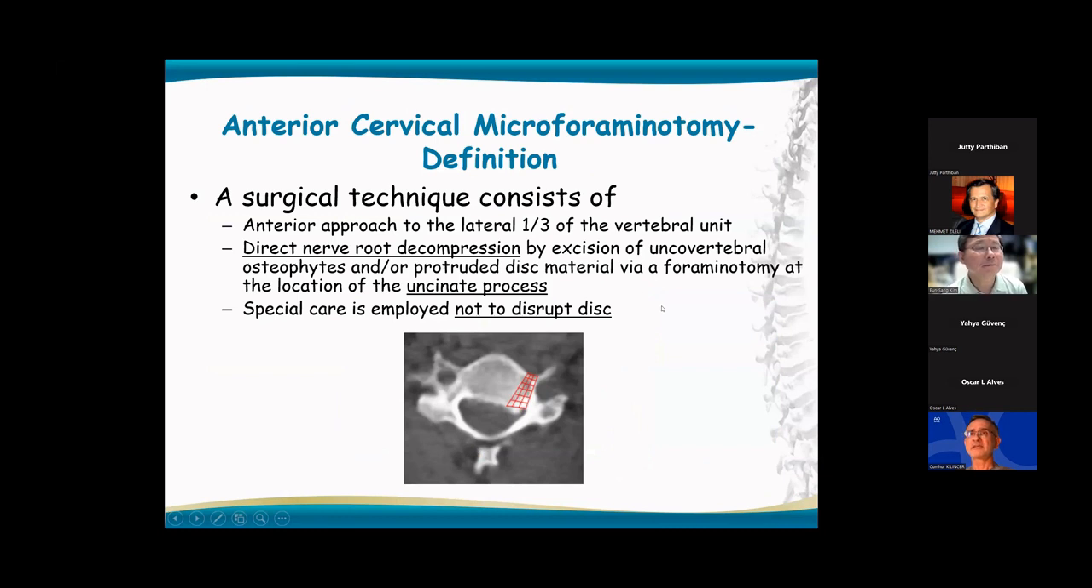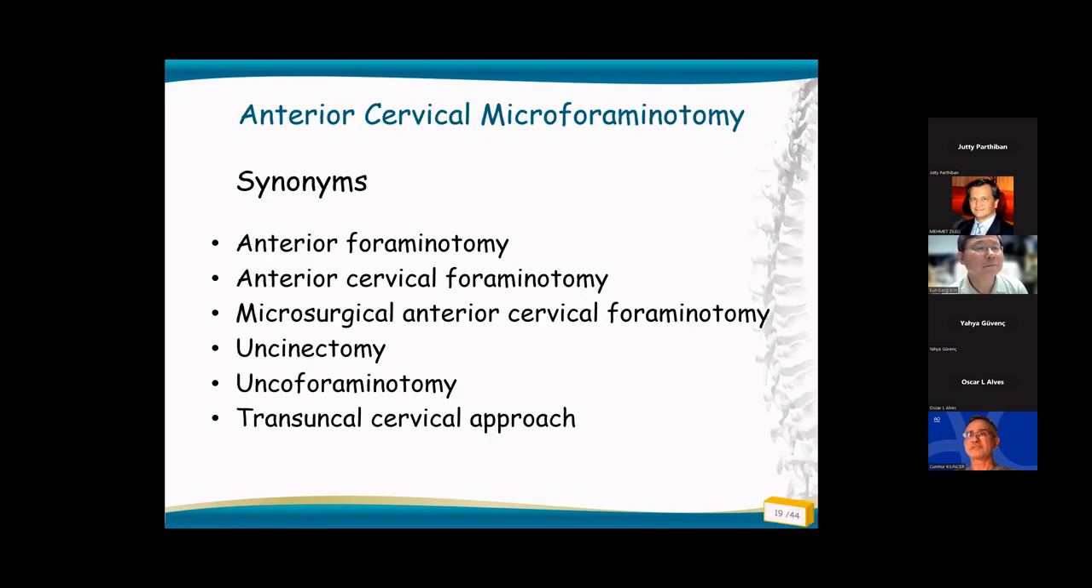So that technique consists of an anterior approach to the lateral third of the vertebral unit, and there will be direct nerve root decompression by excision of the uncovertebral osteophytes or protruded disc material via a foraminotomy at the location of the uncinate process, and special care is employed not to disrupt the disc. There are some synonym names: anterior foraminotomy, anterior cervical foraminotomy, uncinectomy, uncoforaminotomy, or transuncal cervical approach, all used for the same technique.